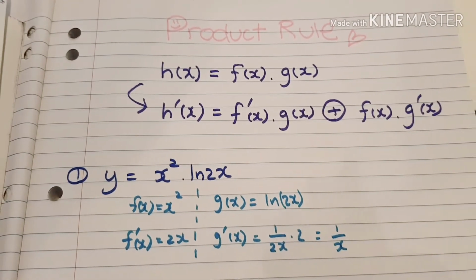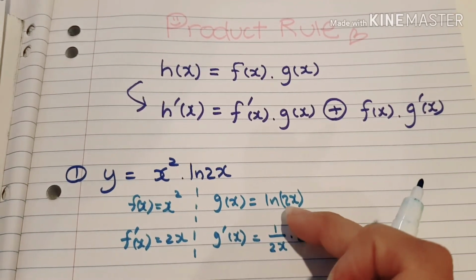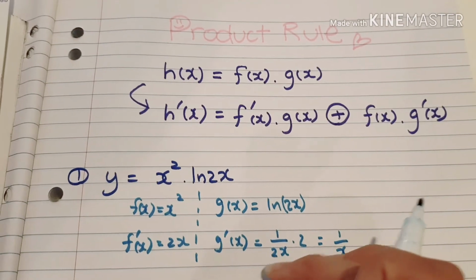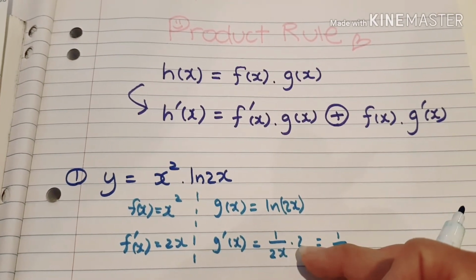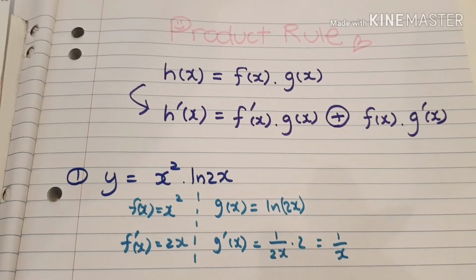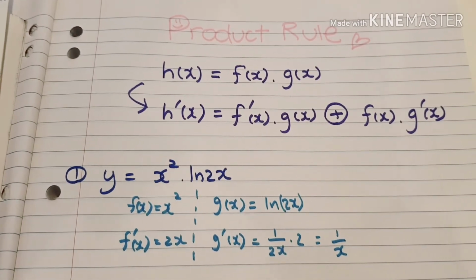Obviously using the chain rule, the derivative of ln of something is 1 over 2x, and I have to differentiate the inside, so pull 2 out. Cancel, cancel, simplified, it's just going to be 1 over x. Alright, shall we follow the rule now?